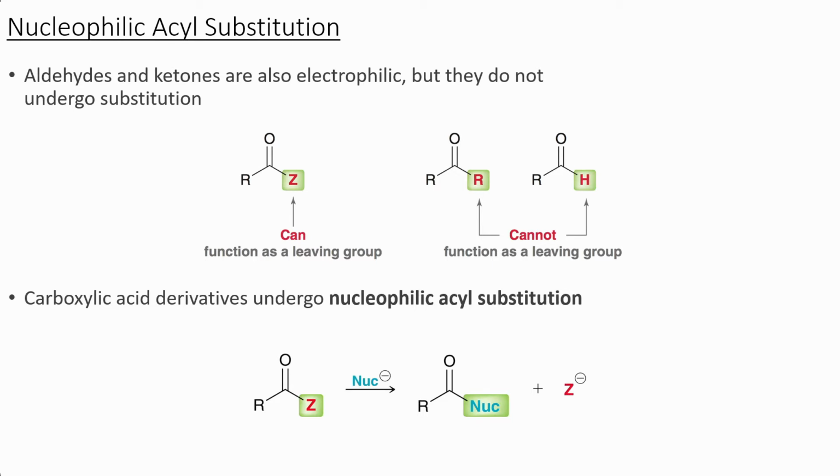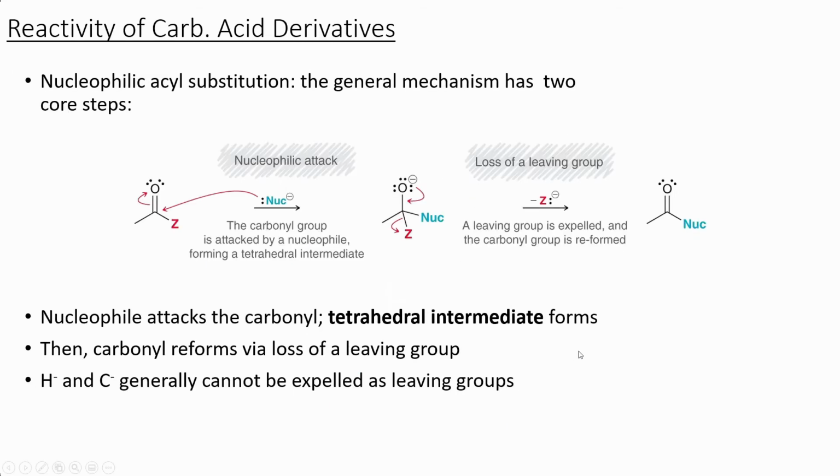Aldehydes and ketones are also electrophilic at the carbonyl carbon, but the major difference between the reactivity of the carboxylic acid derivatives and aldehydes and ketones is the ability for this group to act as a leaving group. The reactions that we're going to go through today are nucleophilic acyl substitution reactions, where a nucleophile forms a new carbon-nucleophile bond and the leaving group leaves. We're going to be undergoing this general mechanism for all of these reactions.